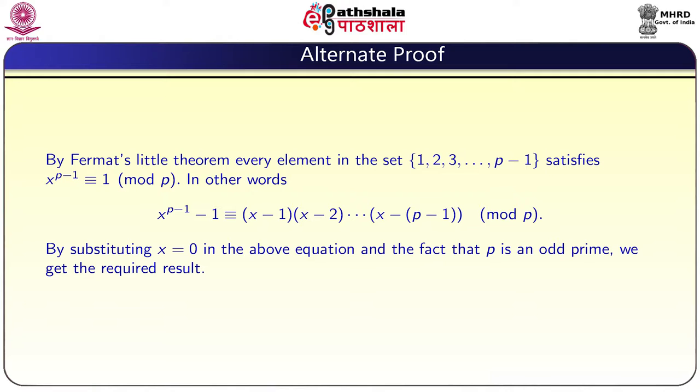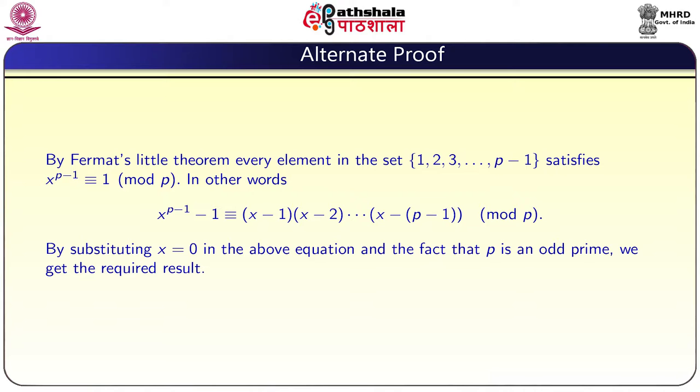But here, by Fermat's little theorem, every element in the set 1, 2, 3 and so on up to p minus 1 satisfies x to the power p minus 1 is congruent to 1 mod p. It is because the GCD of 1 comma p, or 2 comma p, and so on, p minus 1 comma p is 1, that is why we have this part.